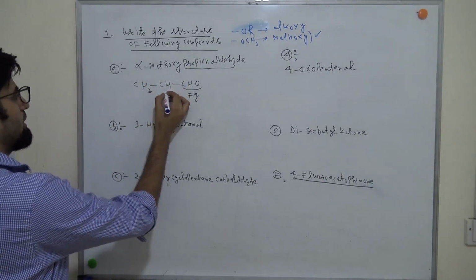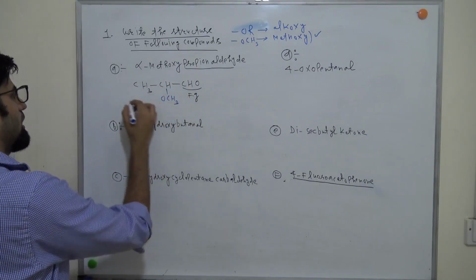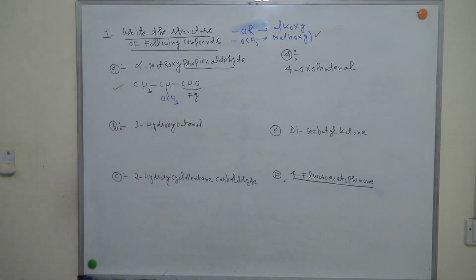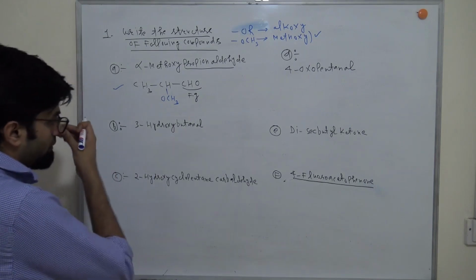So okay, not a problem. At alpha, you put this group, and then the answer follows. So this is your alpha methoxy propionaldehyde. Alpha methoxy propionaldehyde. Understood, guys? Okay. Then we have 3-hydroxybutanal.